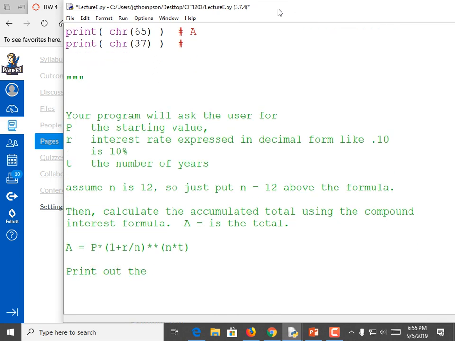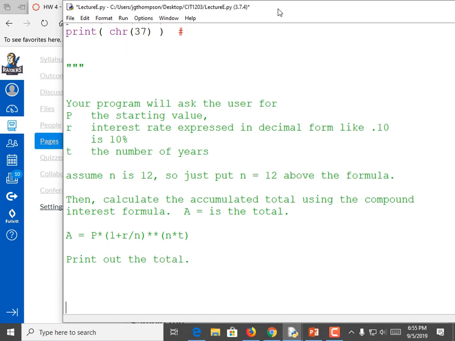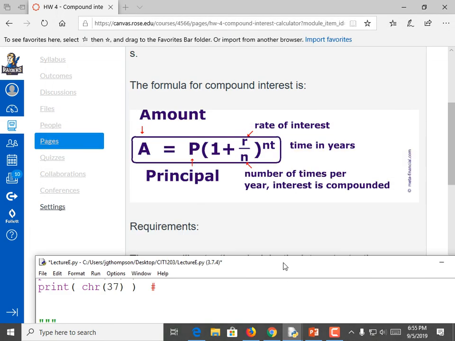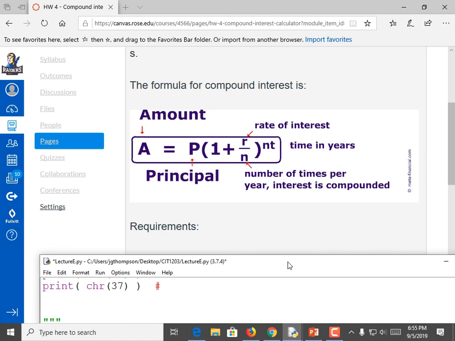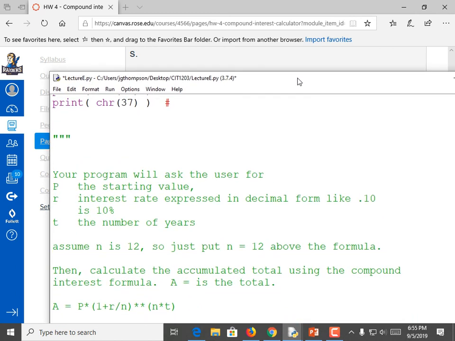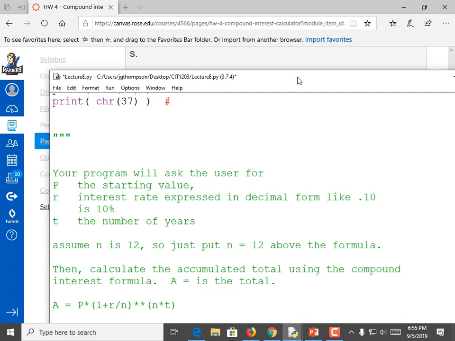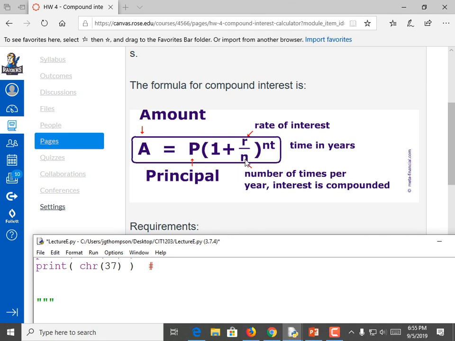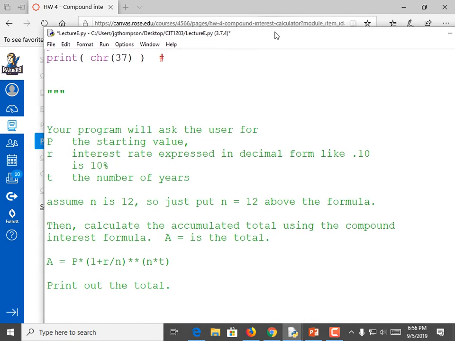Print out the total. When you say T equals the number of years, you mean number of months, or is it? It's actually years. I just double checked it. So that's years? Yep. So we're doing this over a 12-year period? I didn't say anything about setting T to 12. I said set N to 12 because N is the number of times per year, so it's the number of months. Oh, okay, got it. Right, right, I was looking at T when I was thinking it.